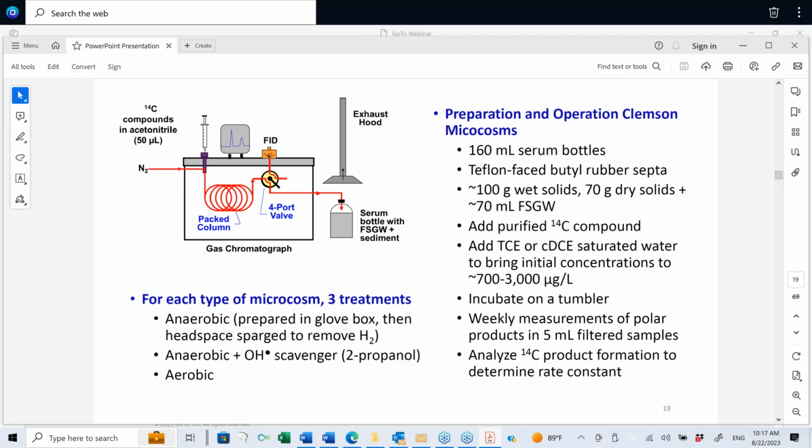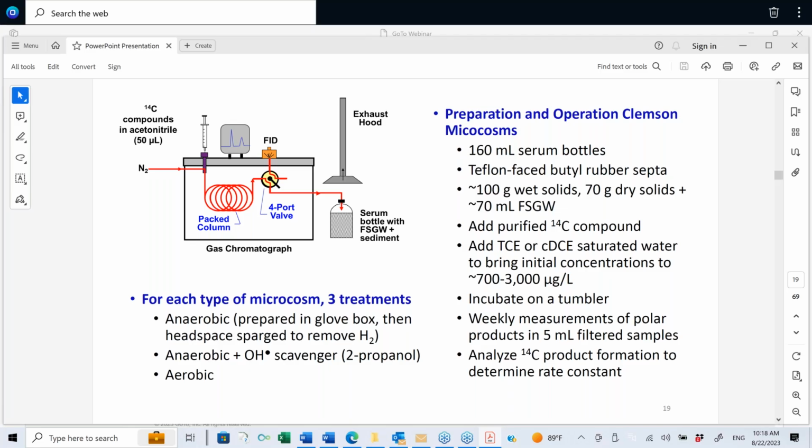So they have a 160 ml bottle. They add roughly 100 grams of wet solids, 70 mils of water, and this purified carbon-14 compound, and then they add some more cold TCE or cis-DCE or PCE or whatever, incubated by slowly tumbling it in a tumbler. And then they measure using a scintillation counter the accumulation of polar degradation products. So they analyze the rate of accumulation of the radio-labeled polar products to determine a rate constant. And they have 3 experimental treatments for each sediment and each chemical.